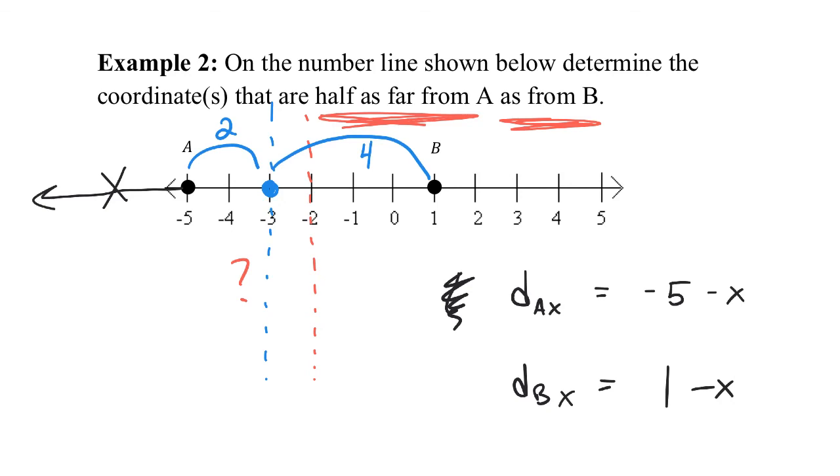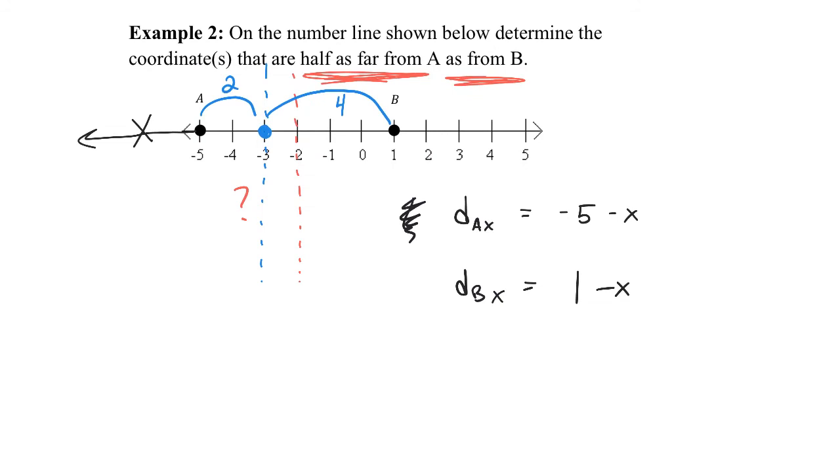Why can I use a proportion? What do I know about the relative gaps? What are we told in the problem? It's half as far from A, isn't it? So the distance from A to X should be half of this. Agreed?